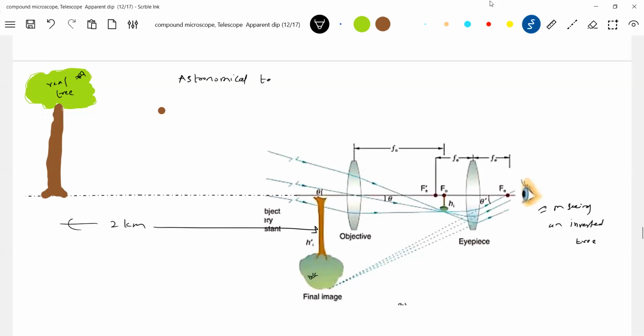Astronomical telescope when used to view terrestrial objects. Terrestrial means how far our human eye is able to see: buildings, trees, some animals. If a tiger is there, the tiger will be inverted. It doesn't look good. So what we derived earlier is the astronomical telescope.